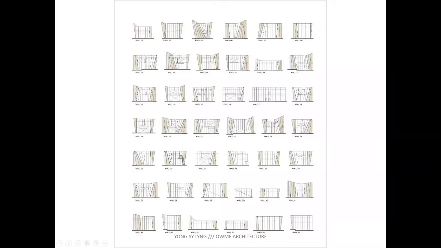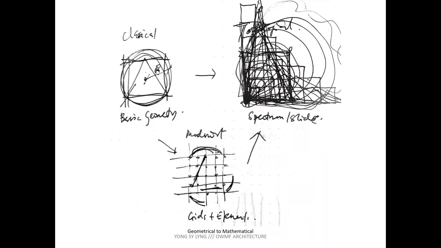Basically, again, if you want classical architecture, there's always black and white, one and zero, solid void, or basic geometry like in this.